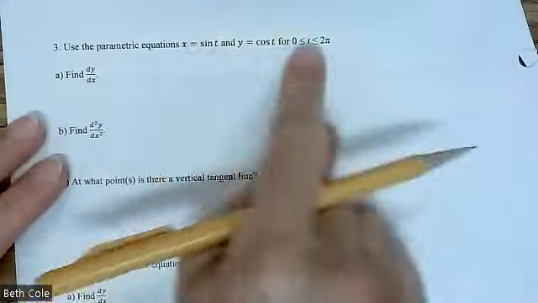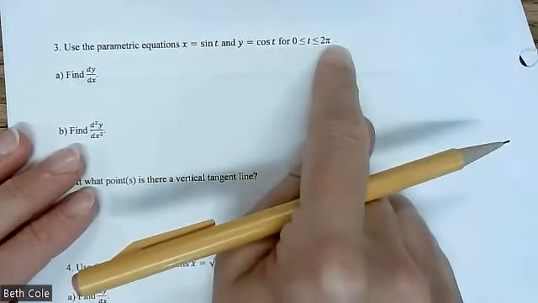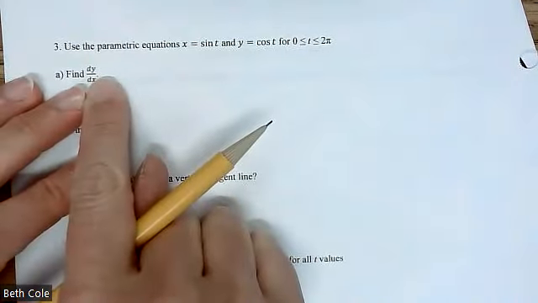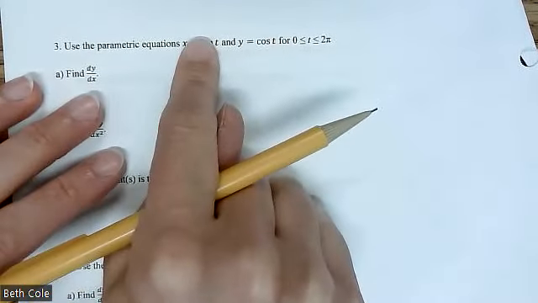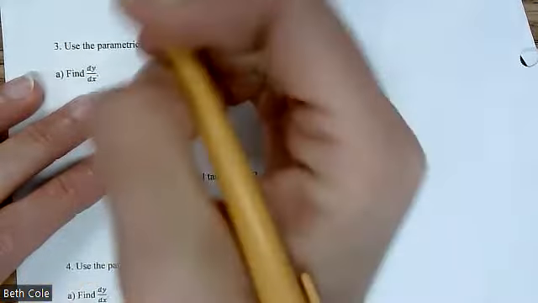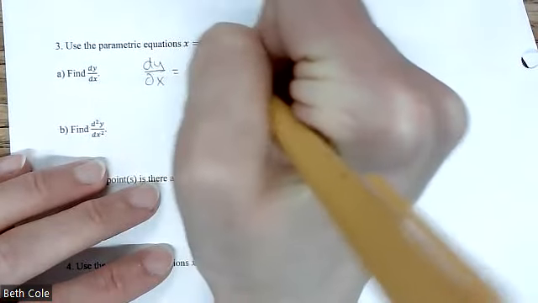So we're going to use these parametric equations: x equals sine t, y equals cosine t, from 0 to 2 pi. Find dy/dx. You're going to do the derivative of y over the derivative of x. All right, so what's your derivative of y? Derivative of cosine would be negative sine.